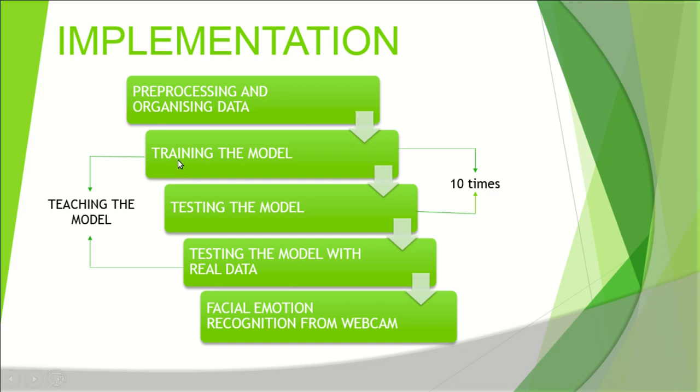The three steps over here, training the model, testing the model, and testing the model with real data, can be grouped as teaching the model. That is, in these three steps, we try to teach the model how to recognize the emotions if a new image is given. In our implementation, the training and the testing of the model is repeated, or iterated, 10 times to better teach the model. Now in the further slides, the implementation steps are discussed in detail.